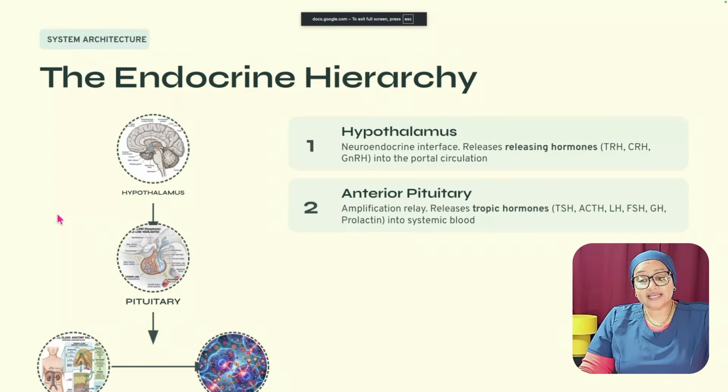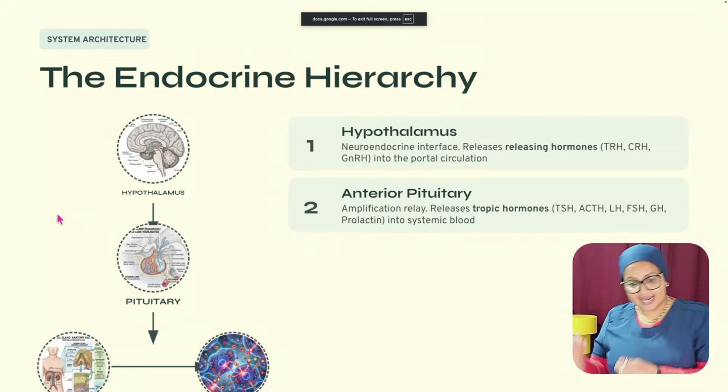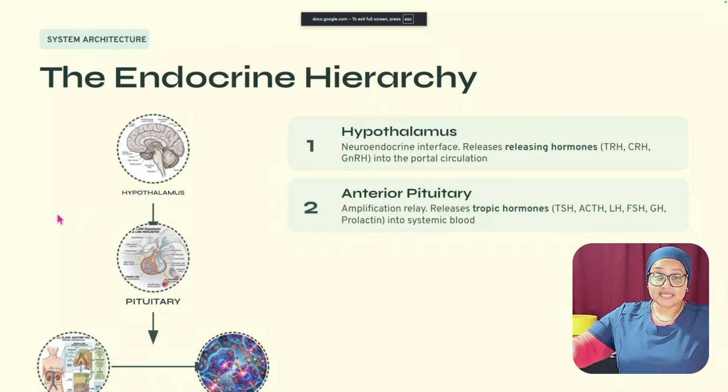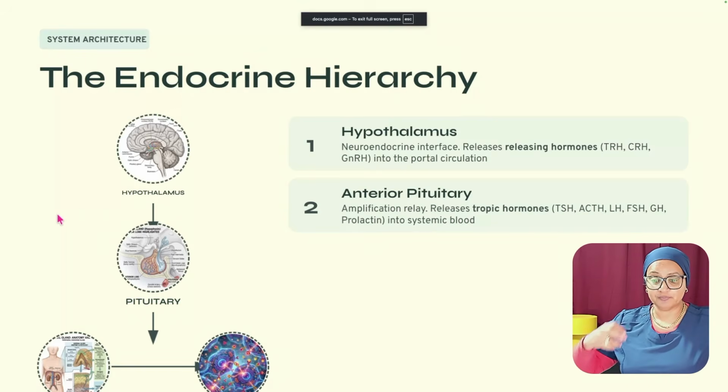And these are called tropic hormones. When a hormone goes to stimulate another gland rather than a target tissue, it's called tropic. In this case, I would say TRH is a tropic hormone. TSH is a tropic hormone because TSH doesn't function by itself. It goes and stimulates the thyroid gland. So it's called tropic hormone. Okay?